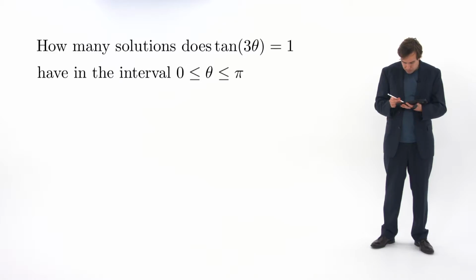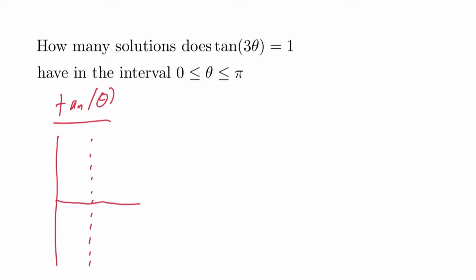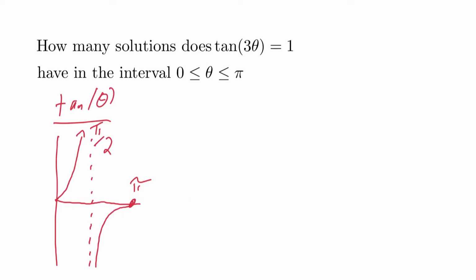Well, let's first draw tangent of theta on the interval in question. So I have an asymptote at pi over 2. Okay, so here is the function, just tangent of theta on that interval. And you can see I'm going to cross the line y equals 1 one time. So on that interval, I have one solution.